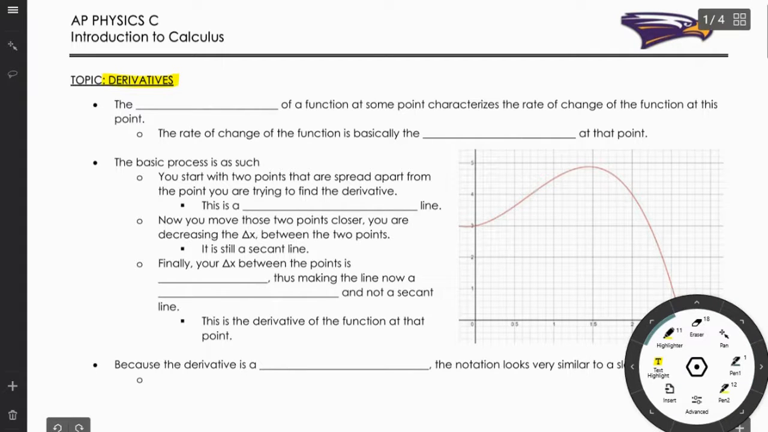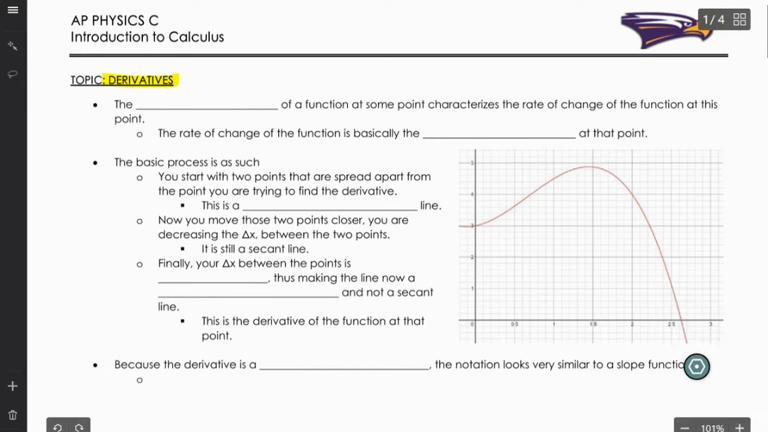And so what happens in calculus, there's two main types of problems. There's a slope problem, and then there's an area problem. And both of those problems are used here in physics, okay? The first one is derivatives, all right?